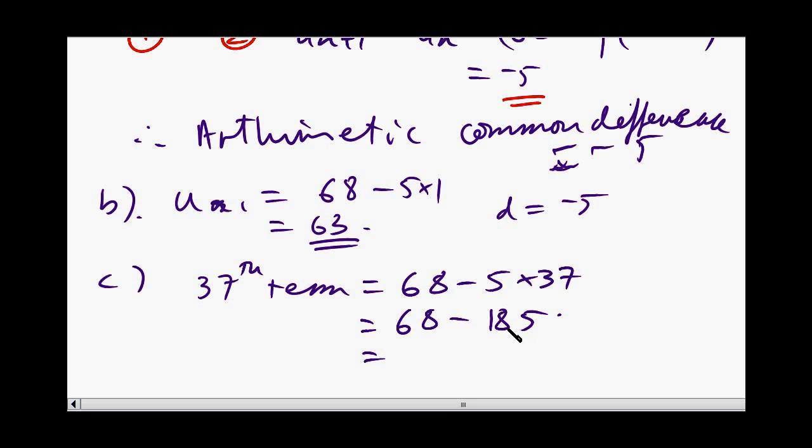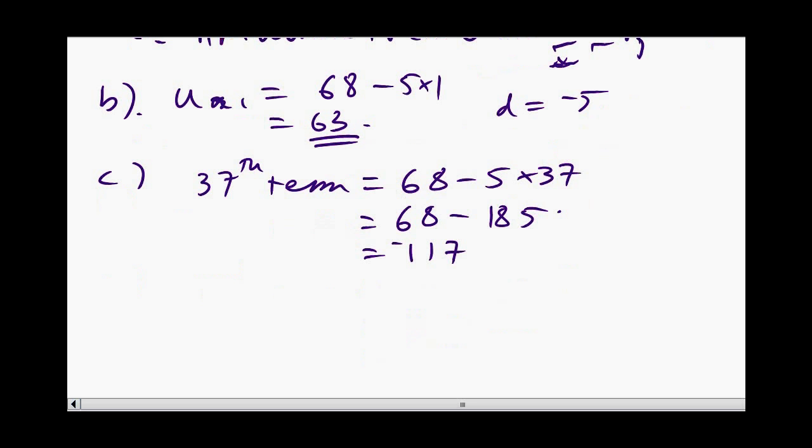Find the difference between those. 68 take away 185: 60 off gives me 125, take another 8 off will give me minus 117.